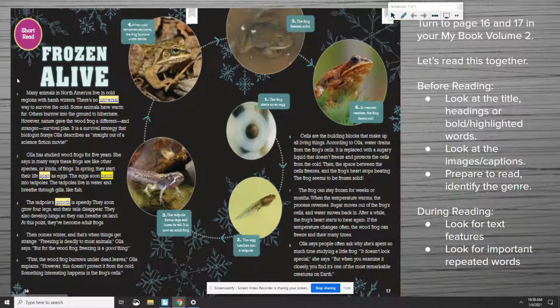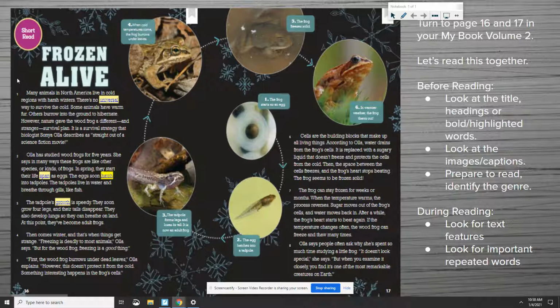The tadpoles live in water and breathe through gills like fish. Tadpoles' growth is speedy. They soon grow 4 legs and their tails disappear. They also develop lungs so they can breathe on land. At this point, they've become adult frogs.